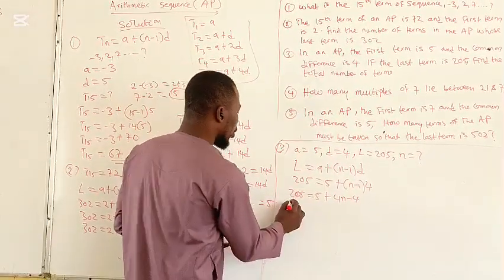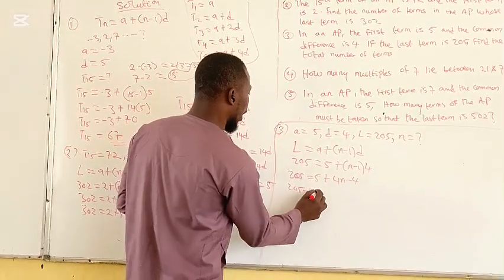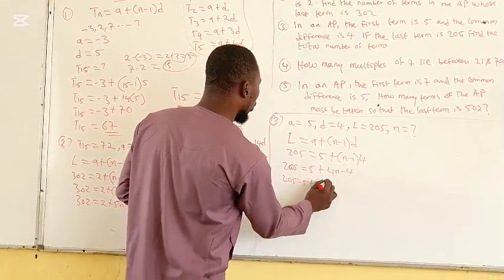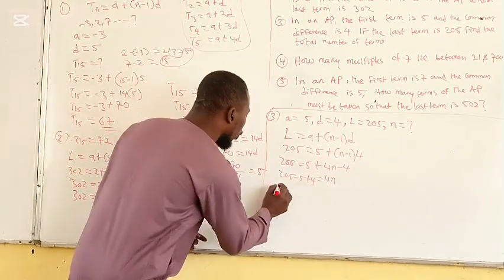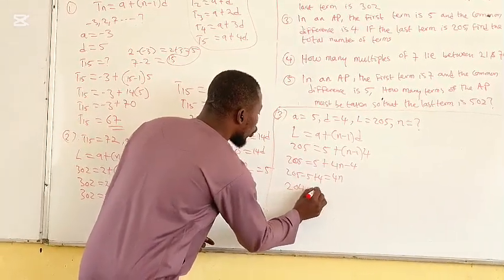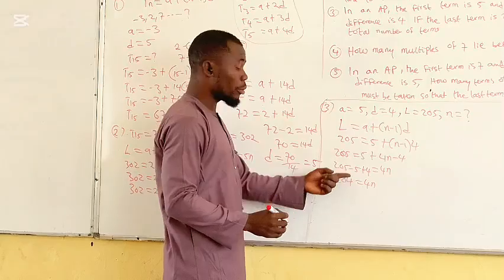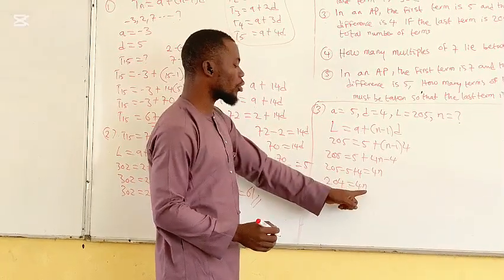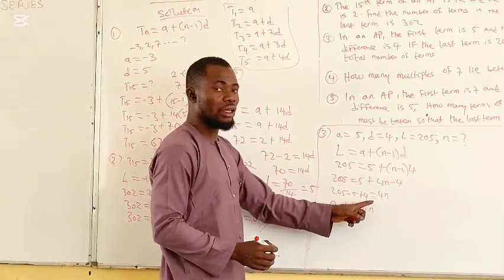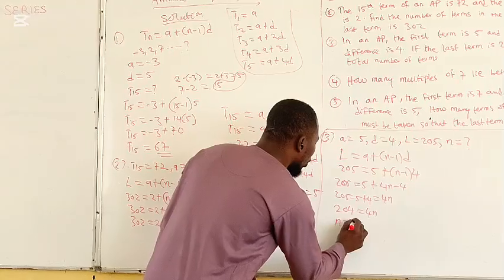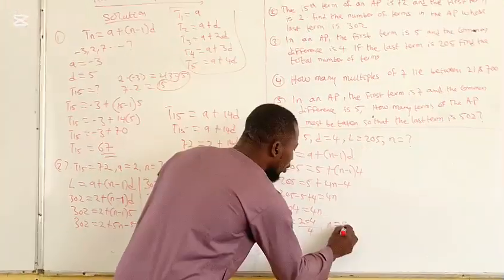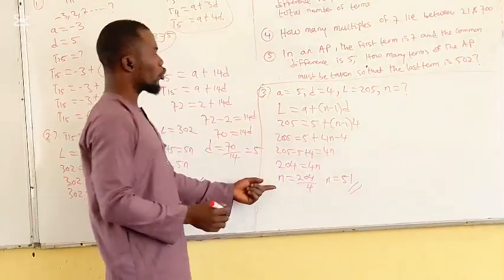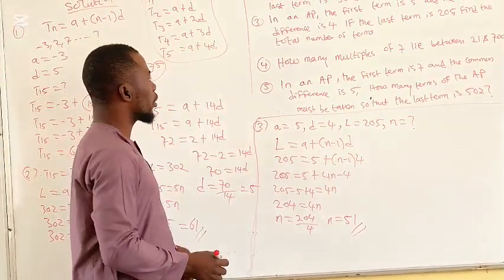Collecting like terms, 205 minus 5 plus 4 equals 4n. 205 minus 5 plus 4 will give us 204 equals 4n. From here, we make n the subject of the formula by dividing both sides by 4. So our n will be equal to 204 divided by 4. Our number of terms will be 51. So that is the answer to question 3.